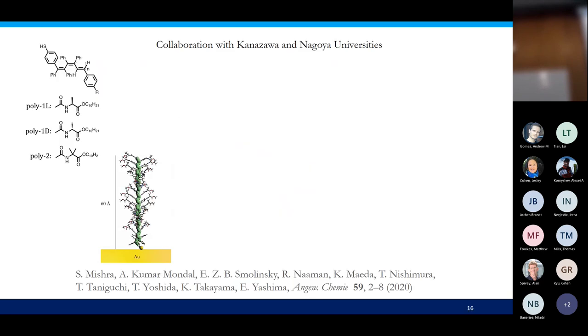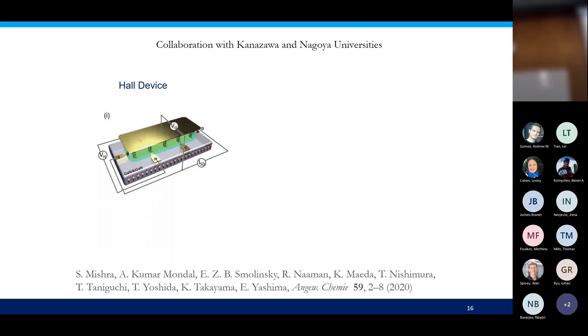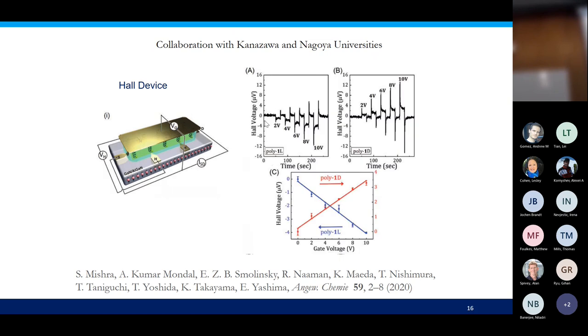I want to show you in a second. We can put here a chiral polymer. That's what we did with a group from Kanazawa. That's a chiral polymer, and we did the same experiment, and you see what we get here. With one chirality, we get negative potential. With the opposite chirality, we get positive potential. Here you see the function of voltage, and you see that the sign is opposite. So clearly, we have a way to induce magnetization without a magnet as a result of having chiral molecules.